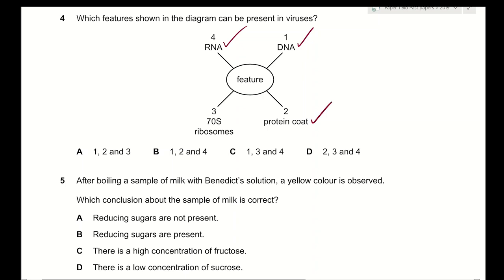And finally, 70S ribosomes. Now, 70S ribosomes are totally incorrect, because why do viruses infect host cells in the first place? It's to use the ribosomes to synthesize its proteins. Therefore, this is incorrect, because if viruses did have ribosomes, they would not need to infect host cells. Therefore, the correct answer must be B.